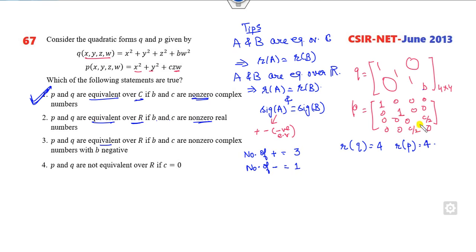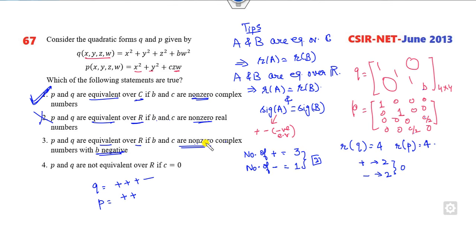Look at that. If c is negative, the number of positive eigenvalues is 2, negative eigenvalues is 2, and you can see the difference is 0, which is not the same, so it is not equivalent over R. P and Q are equivalent over R if b and c are non-zero complex numbers with b as negative. Once b is negative, what is the eigenvalue of this? 3 positive, 1 negative. What is the eigenvalue of this? 2 positive. What is the c?